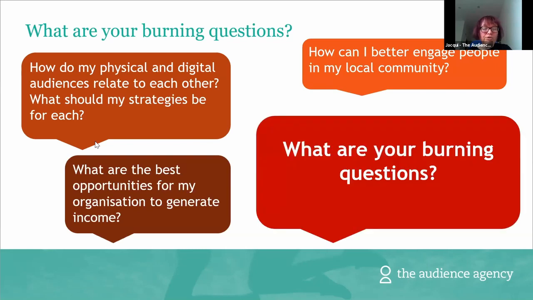As we go through the data that we're going to look at this morning, what I'd like you to think about is, what are your burning questions? What is it that you can't answer at the moment that you think this information might help you with? Then when we come towards the end of the session, we'll have a bit of a sharing opportunity to see how you think you might start to use some of this information to answer those questions that you have.